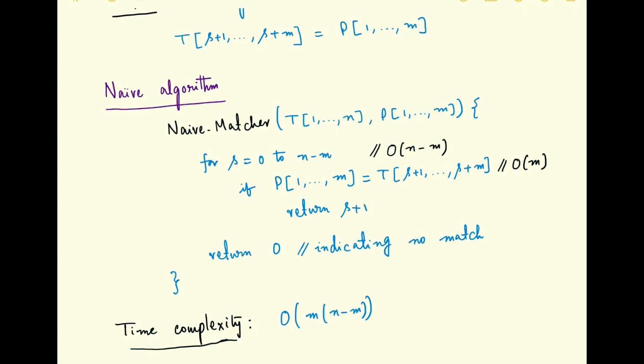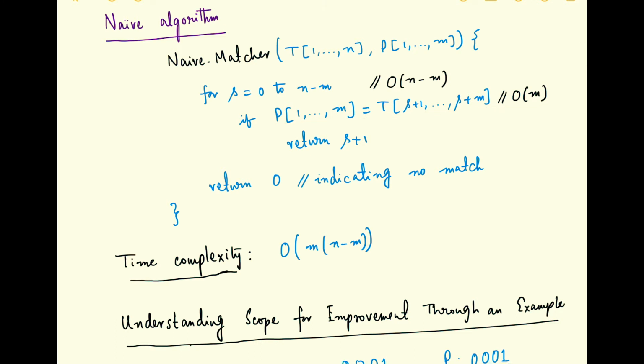And if after exiting the for loop it did not return during the for loop, that means that there is no match, and in this case it returns 0, which indicates that there is no match.